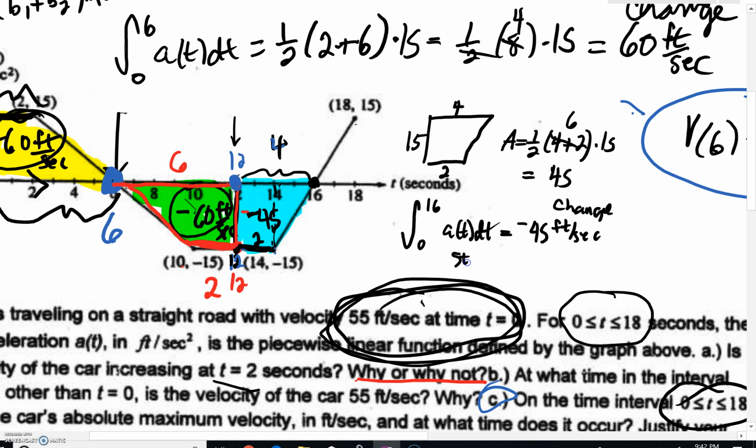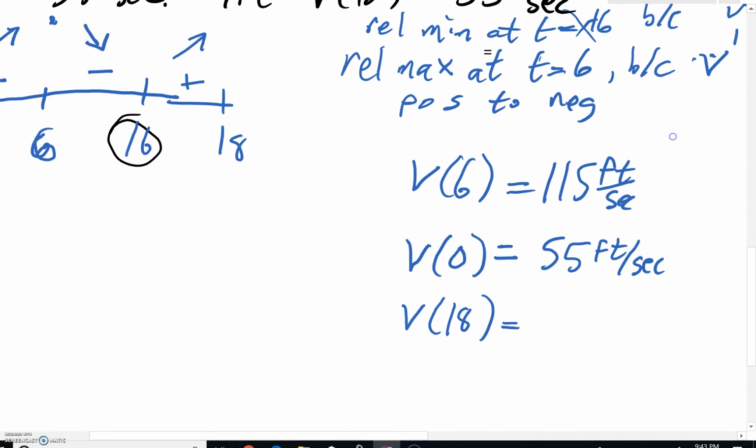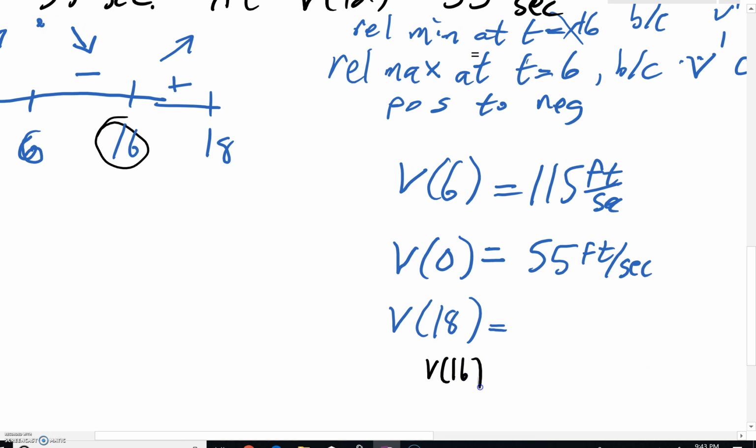So what did we start with? Well, look, right below where I'm writing, you're starting with a velocity of 55 feet per second. Then what? Well, you add your change. You're going to wind up going down 45 feet per second. That's 10 feet per second. And I know that's not really even a possible absolute maximum, but sometimes kids still want to address that. We can see right here, V of 16 is going to be 10 feet per second. And of course, we knew that would be a relative minimum.